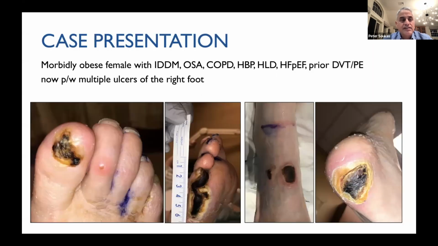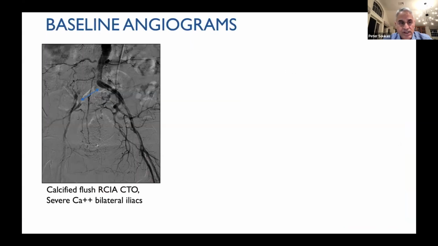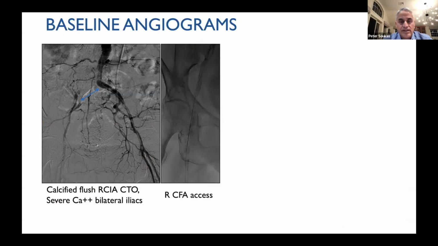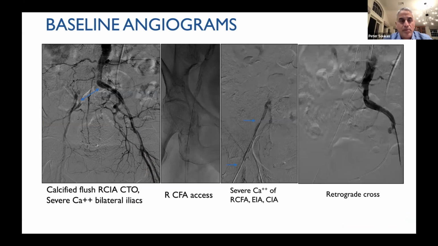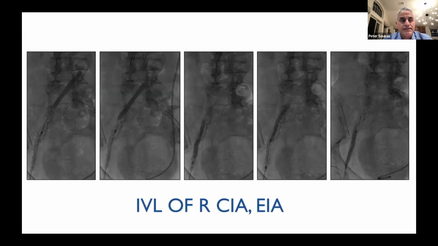My last case is a morbidly obese diabetic female with COPD, obstructive sleep apnea, who had a prior DVT and PE, who now presented with multiple ulcers of the right foot in multiple distributions, as you can see here. Her angiogram showed that she had a calcified, essentially flush right common iliac occlusion with severe calcified bilateral iliacs. So we obtained retrograde common femoral access. You can see that extensive calcification. We're able to pop through because we had a nice beak there on the right.